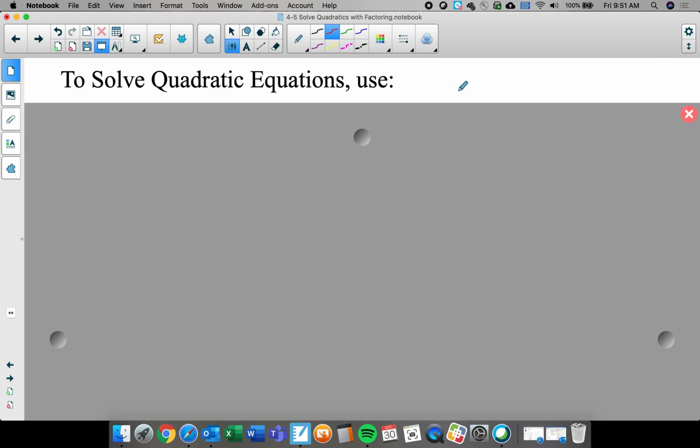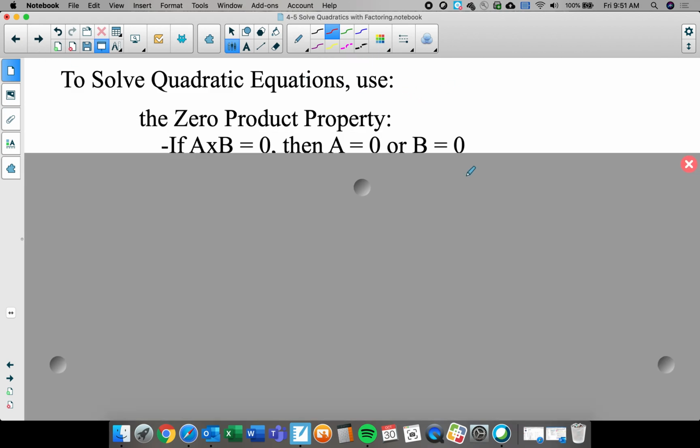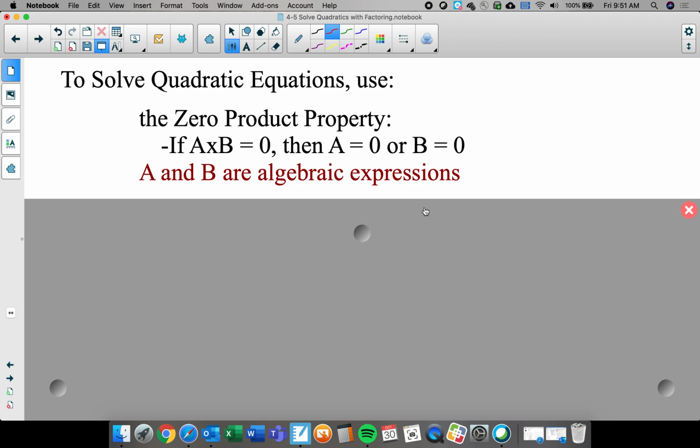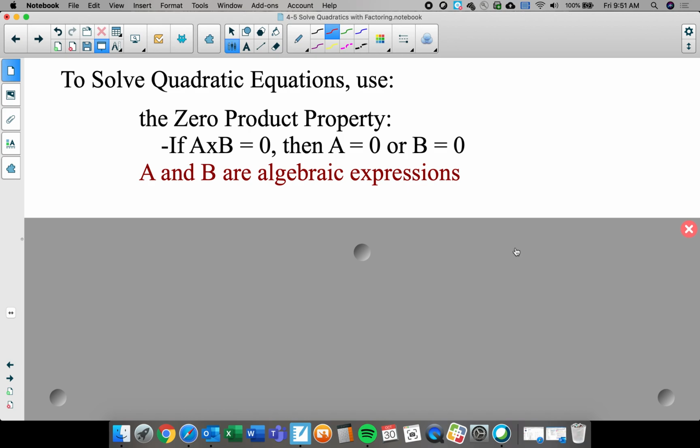All right, as we keep going, in order to solve a quadratic equation, we are going to use the zero product property. We talked about this previously. The zero product property, or ZPP, refers to that if A and B are factors, and when you multiply them together it equals 0, that means one of the factors had to equal 0, or both of them. Either the first one or the second one had to equal 0, because when you multiply by 0, you get an answer of 0.